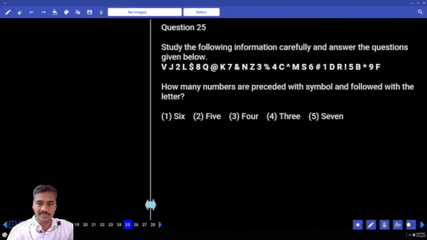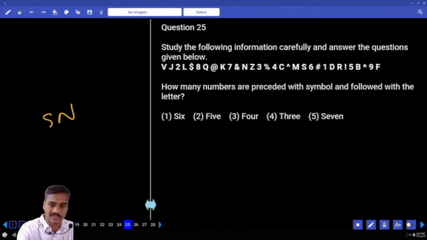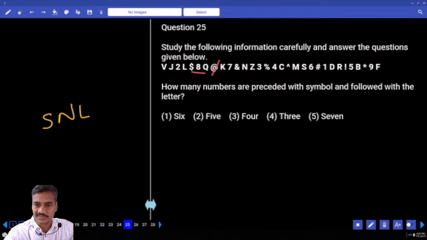Then 25, how many numbers are preceded with a symbol and followed by a letter? Symbol, number and a letter. Now the symbol not followed by a number, and a symbol, number and a letter, isn't it? Next one, symbol, number and a letter, and again symbol, number and a letter. And how many are there all together? 5. Now 5 is given in choice 2, question number 25.